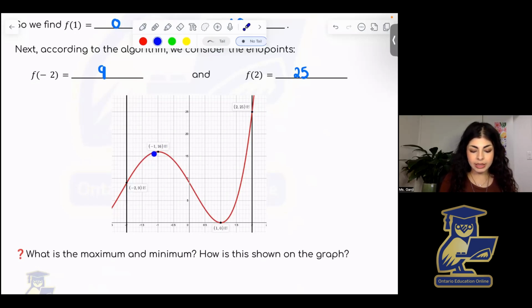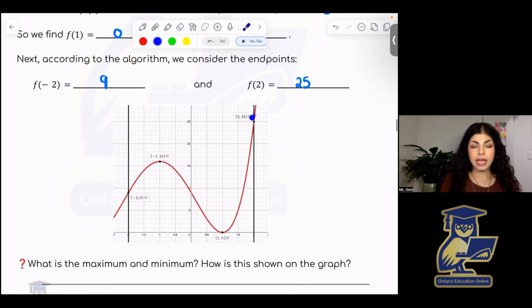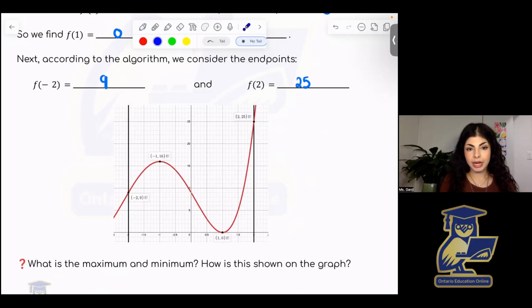And we can clearly see that change of direction here from increasing to decreasing and then again to increasing. And so our minimum is this value here, f of 1. And our maximum is f of 2, which is the endpoint here.